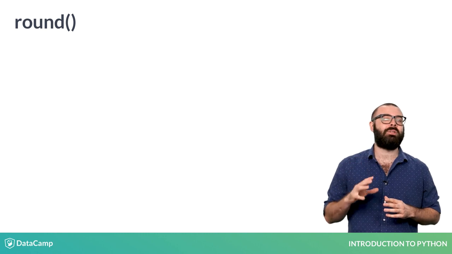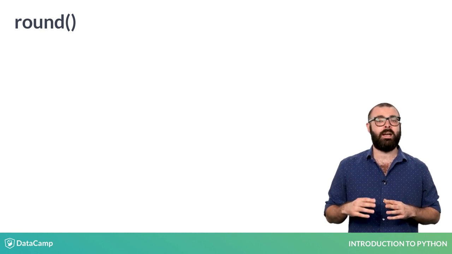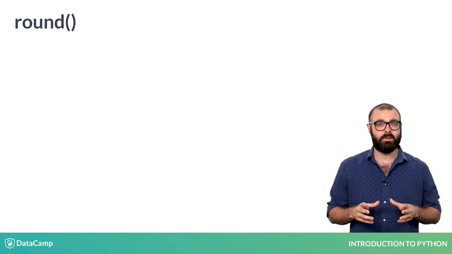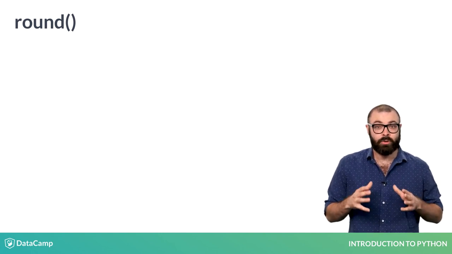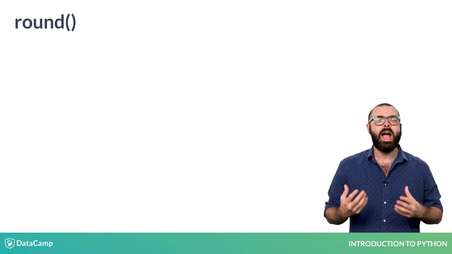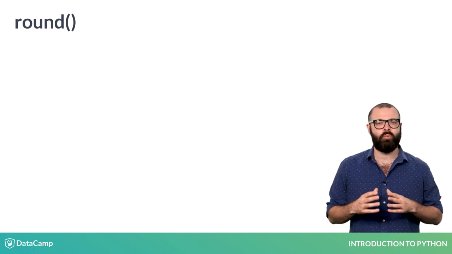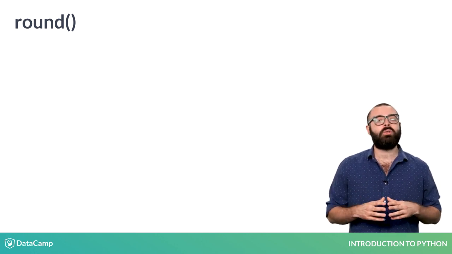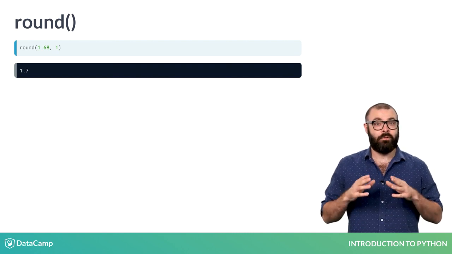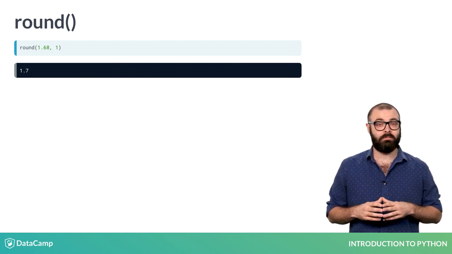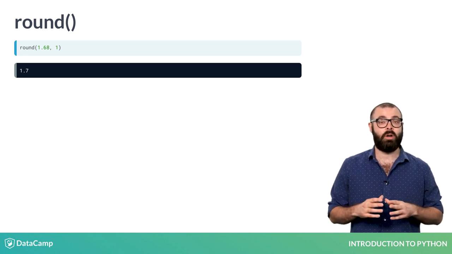Another one of these built-in functions is round. It takes two inputs. First, a number you want to round, and second, the precision with which to round, which is how many digits after the decimal points you want to keep. Say you want to round 1.68 to one decimal place. The first input is 1.68, the second input is 1. You separate the inputs with a comma.